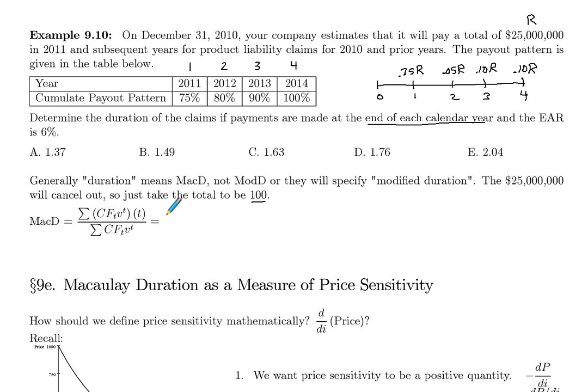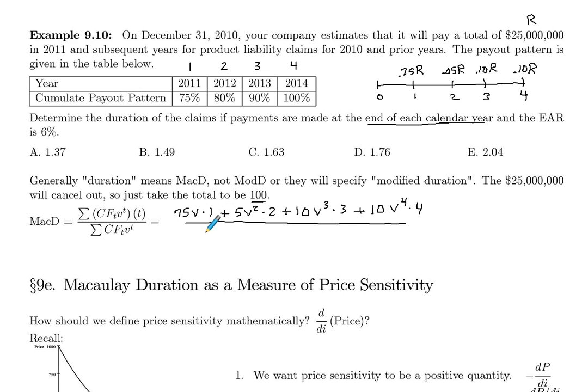Our Macaulay duration then is going to be our first cash flow. This will turn into 75, 5, 10, and 10. So the first cash flow is going to be 75. We bring that back with a V, multiply it by the duration 1, plus the second cash flow is going to be 5. Bring it back with V squared times the duration 2, plus the third cash flow is 10. Bring it back with V cubed times the duration 3, and then that last cash flow is the last 10%, brought back with V to the fourth and times 4.